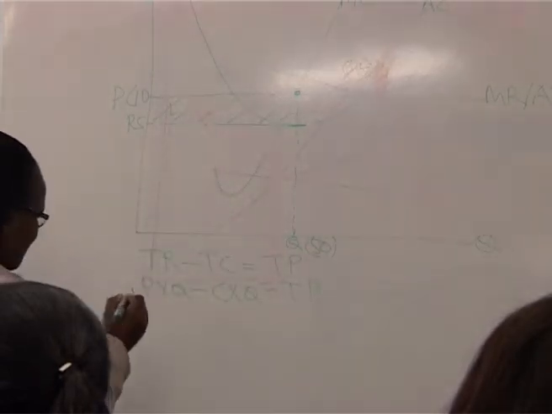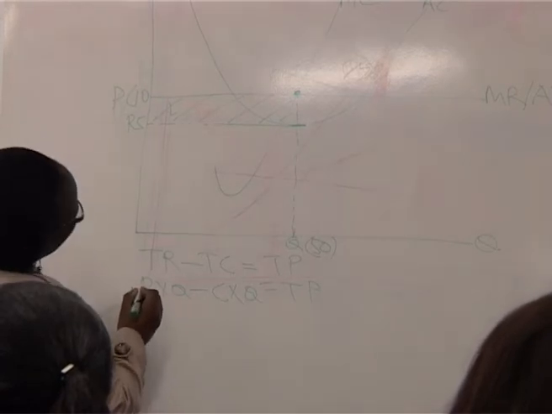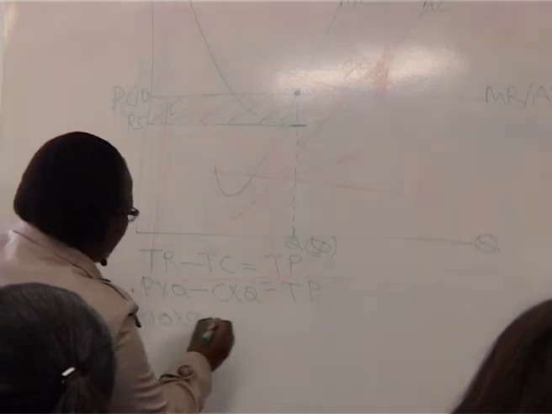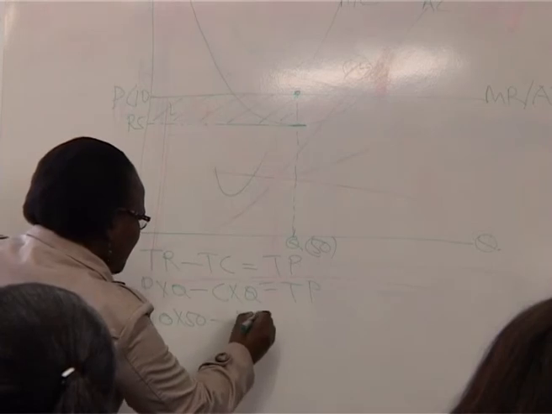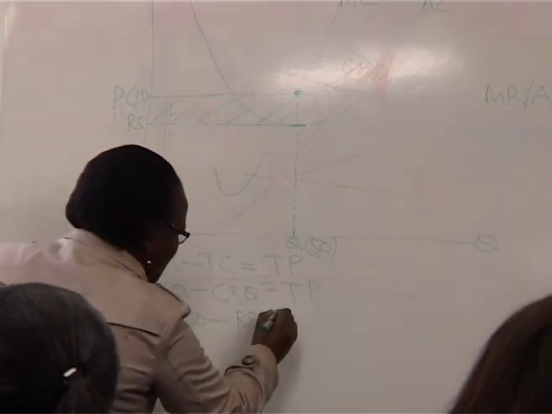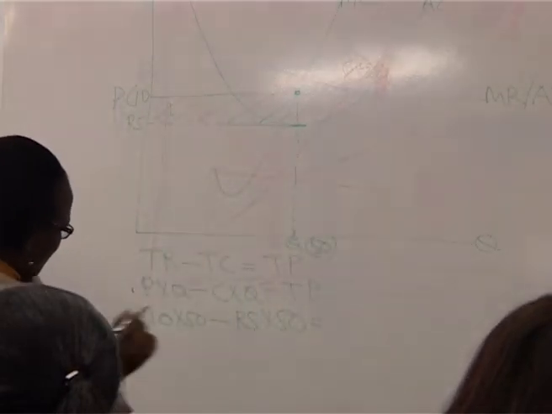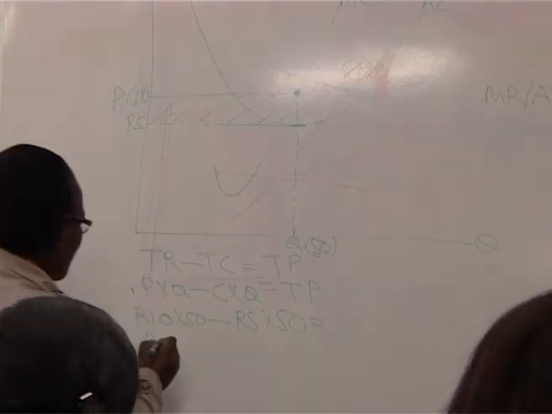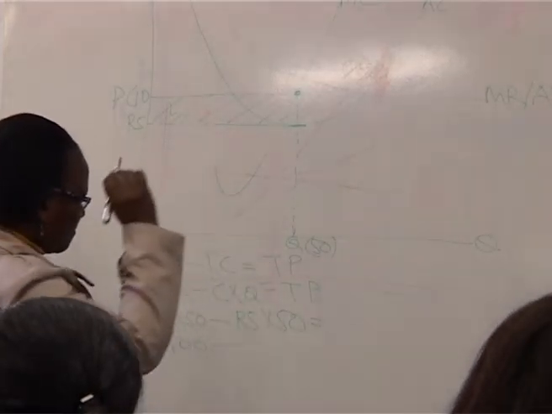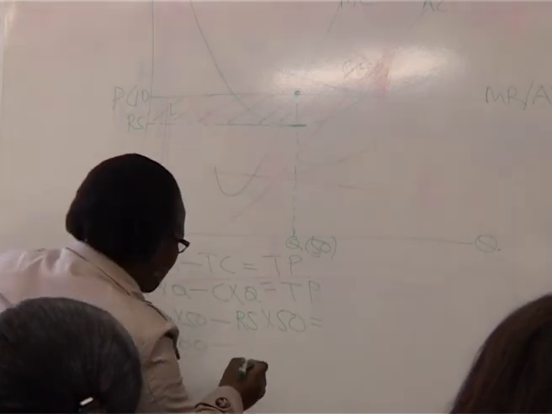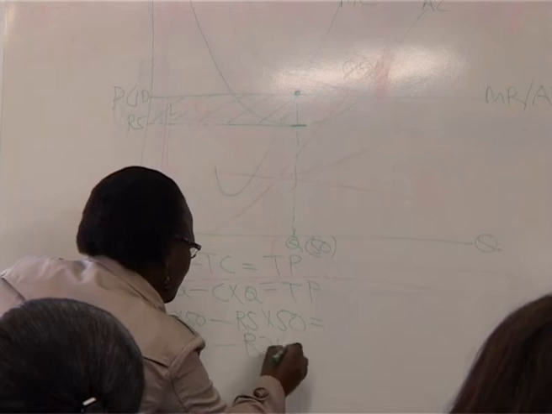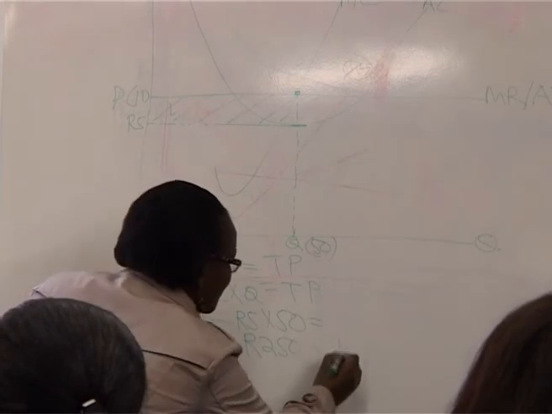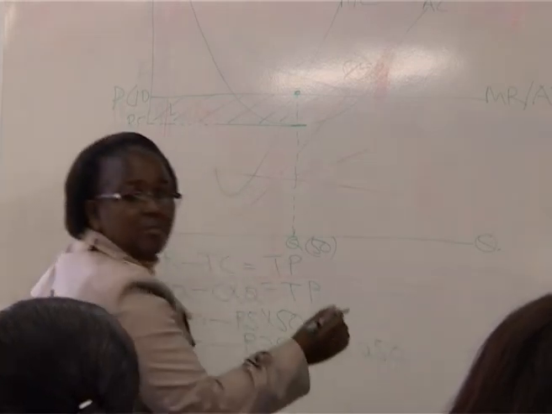Then our P is 10. And our Q is 50. And then our cost is 5 rand times our quantity of 50. Then we can multiply here. 10 times 50 is 500. 5 times 50 is 250. Then our total profit is 500 minus 250, which is 250. That is economic profit.